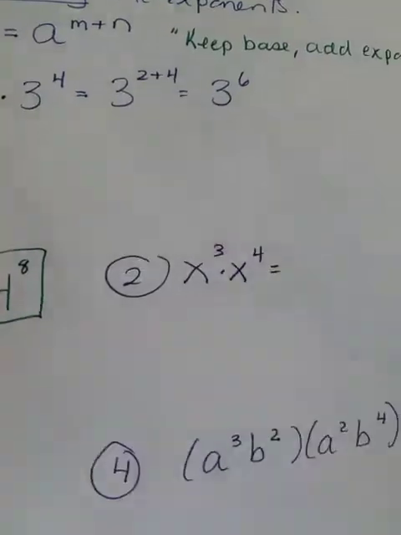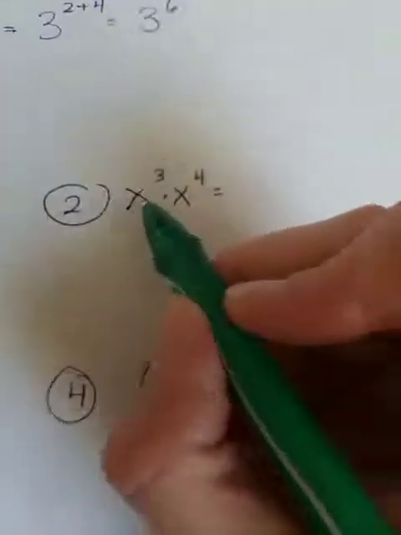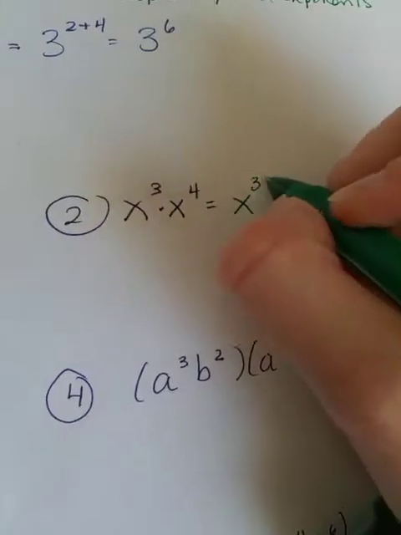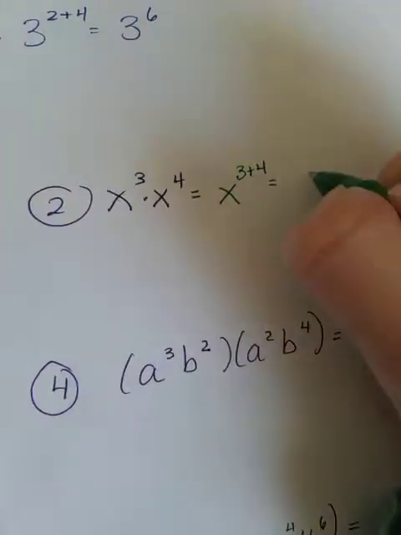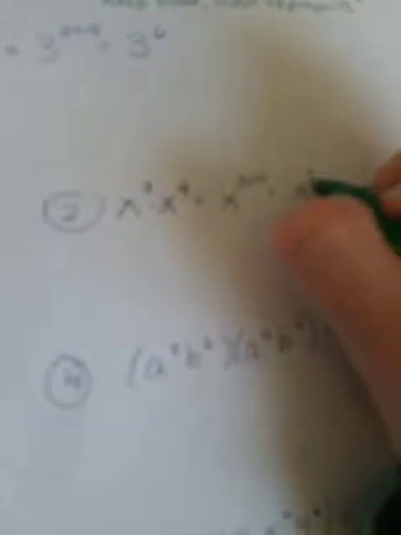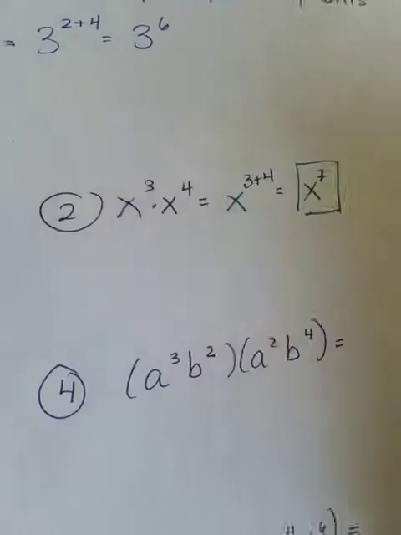Number 2, let's look at it with variables. We are multiplying the same base of x. So we keep the base of x, and then we add our exponents. And once you get used to this, you don't have to write out the 3 plus 4. You can do that in your head. But my answer would be x to the 7th.